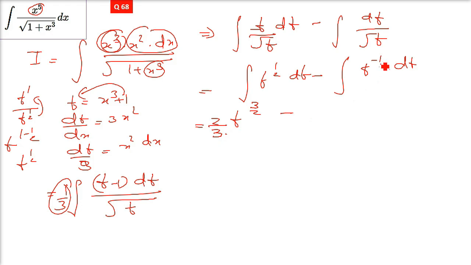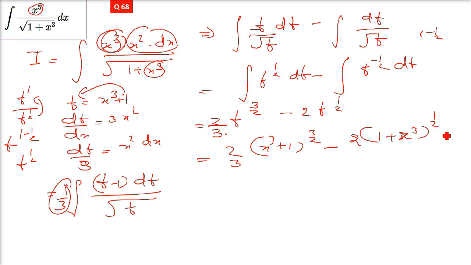t raised to minus half plus 1 will be half only. t raised to half. 1 minus half is half. It will be t raised to half. The denominator is negative half plus 1, again half, so 2 goes up. So what was t? x cube plus 1, or 1 plus x cube. So 2 by 3 times (x cube plus 1) to the power 3 by 2, minus 2. t was 1 plus x cube. So (1 plus x cube) to the power half, plus constant of integration.